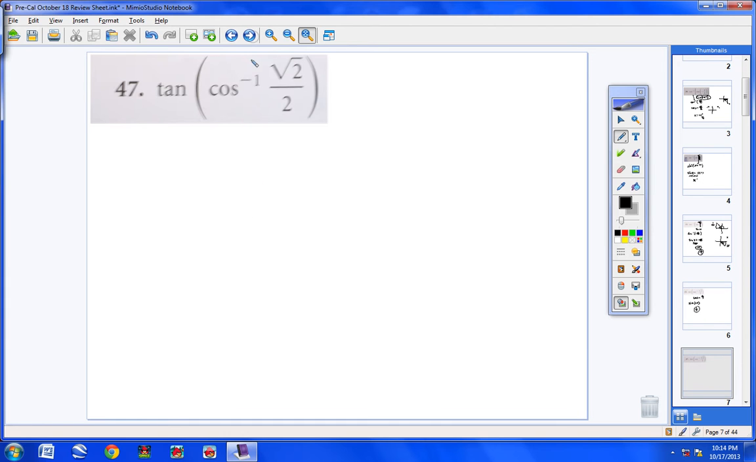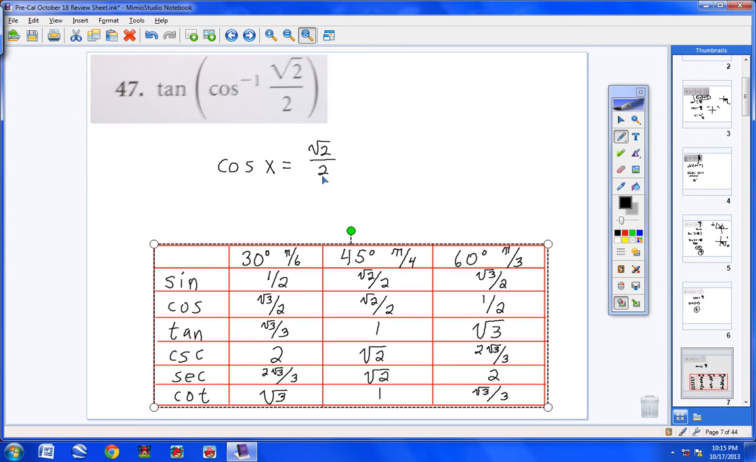All right, let's go ahead and take a look at number 47. We start off on the inside here. We say cosine of some angle equals square root of 2 over 2. Well, let's see. Here's cosine. Looking for square root of 2 over 2. Here it is. So cosine of 45 degrees is square root of 2 over 2.